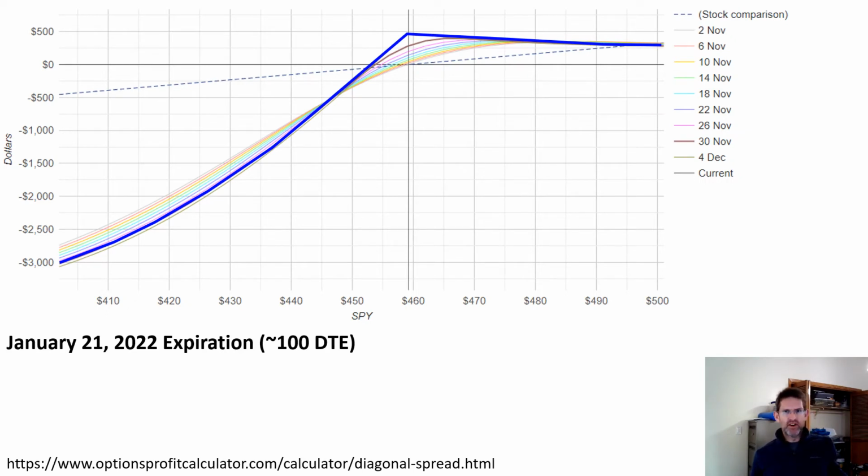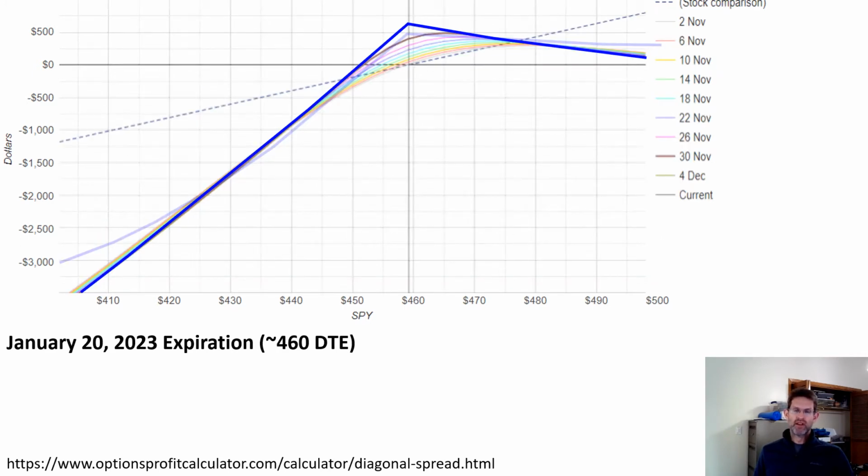Here's the P&L curve for the 100 days to expiration leap setup. I used the handy calculator at optionsprofitcalculator.com, to give them credit. I highlighted the P&L at expiration with a thick blue curve. Now here's the P&L for the 460 day expiration leap setup, in the dark blue curve. I overlaid the previous slide's P&L curve in light blue so you could compare the two.